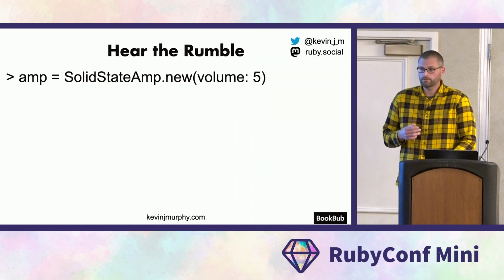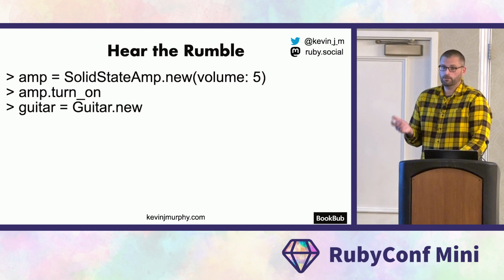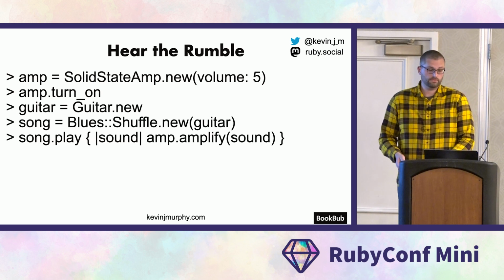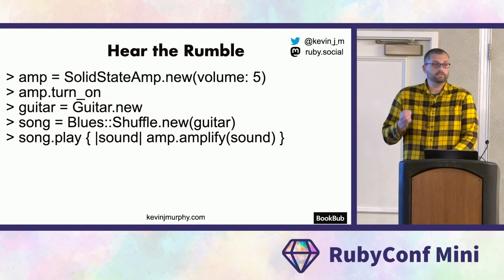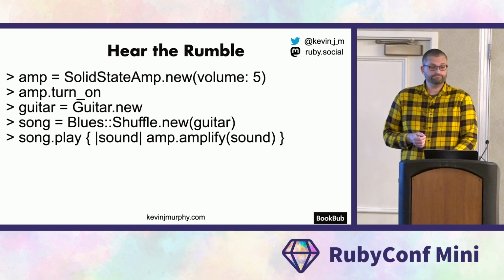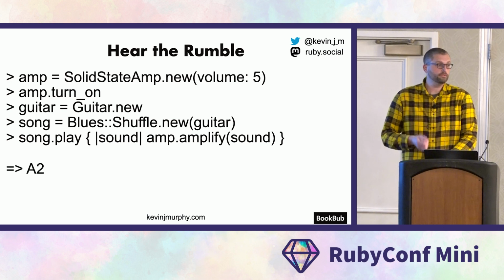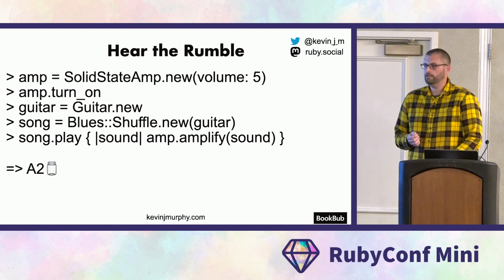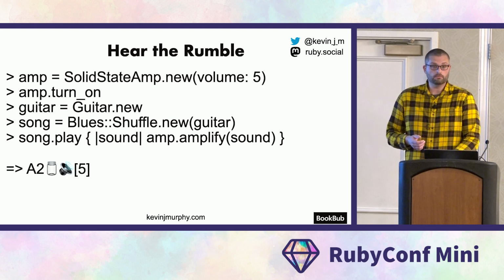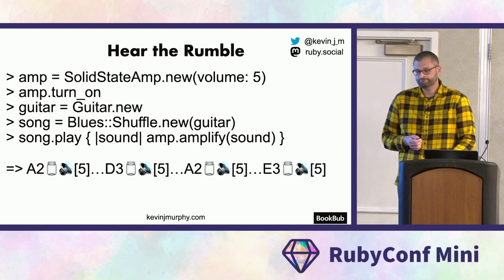Okay. Let's grab an amp, turn it on, pick up our guitar, play our blues, and for each note that comes out of our guitar, we're going to send it through the amplifier. And by doing this, we see the note and the octave that we saw when we were previously playing the song. We see the tone that the amplifier adds onto it, and also the volume that the amp is set to. And we see that for all of the notes that we're playing in our song.